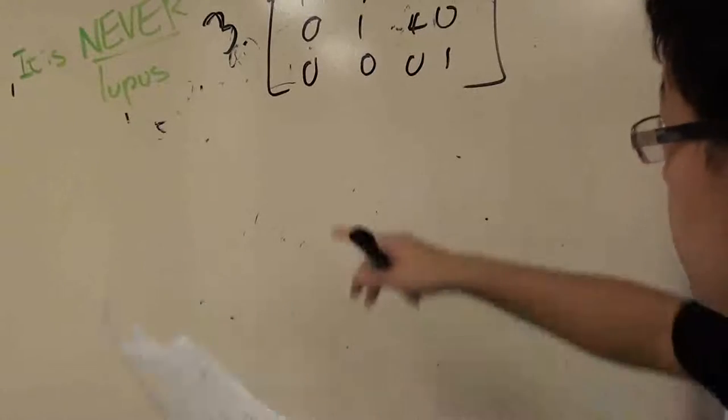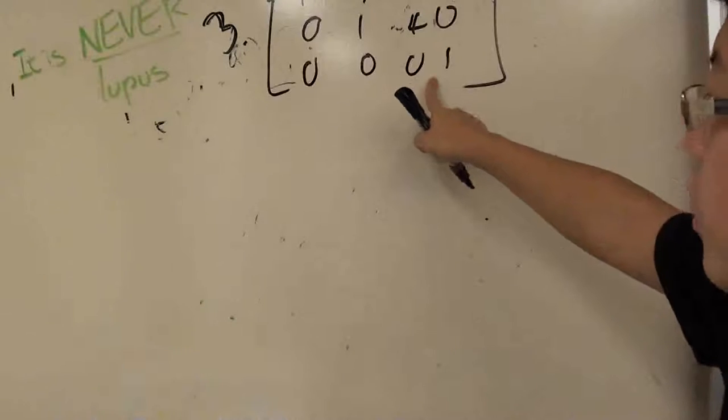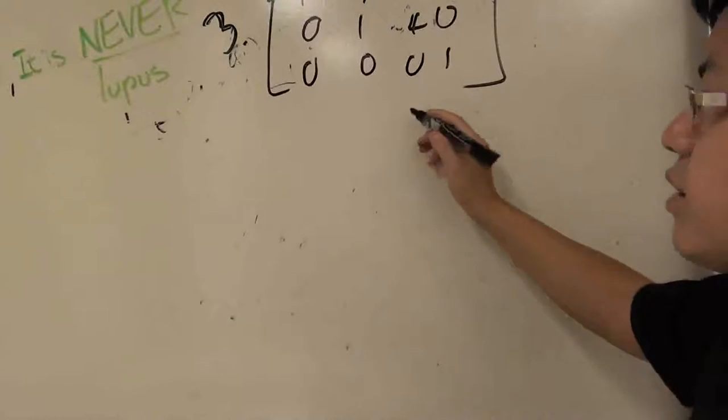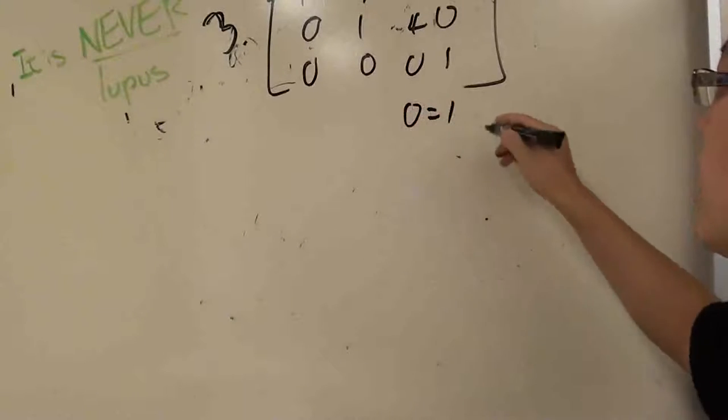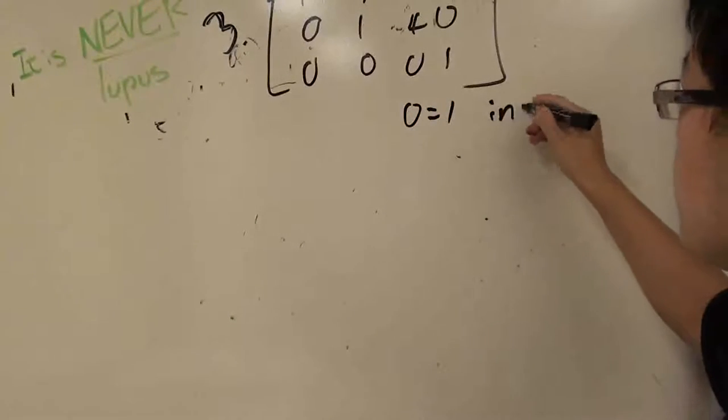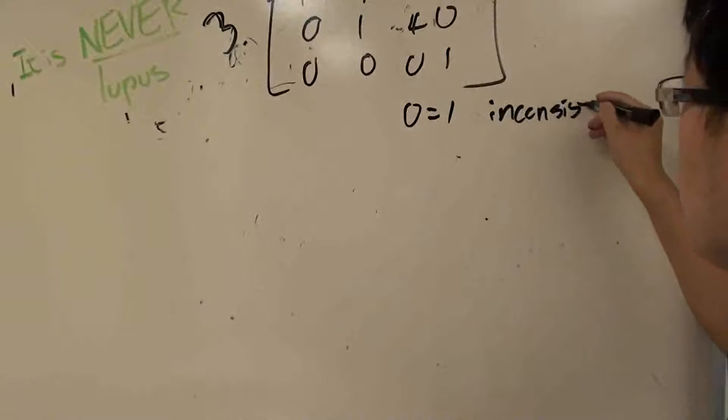So, this one obviously is inconsistent. We can tell right away, right? In 1.1, we don't really have to talk much. Just say 0 equals 1 and that's inconsistent. That's what we did on the solution book.